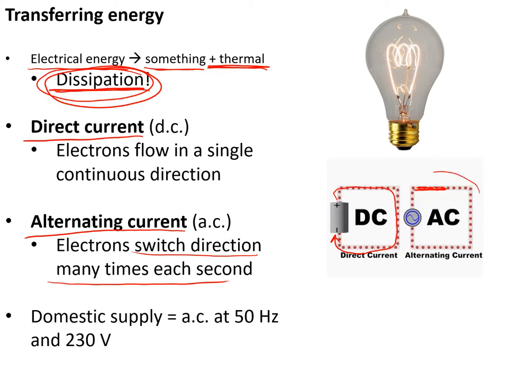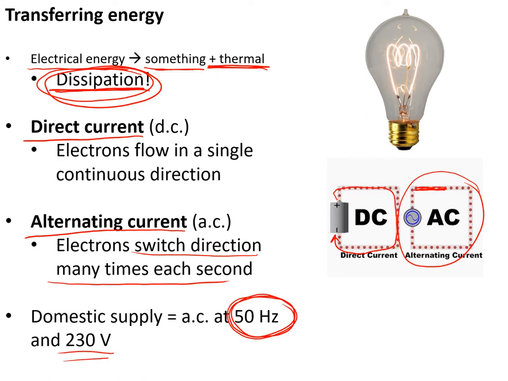Now, this is just a diagram. In reality, the alternating current in our electrical supply to our houses and businesses is not switching direction once every few seconds. It's switching direction about 50 times a second. So we say it has a frequency of 50 hertz, which is what's down there. And our domestic electric supply, as well as being 50 hertz alternating current, also has a voltage of 230 volts, just there.